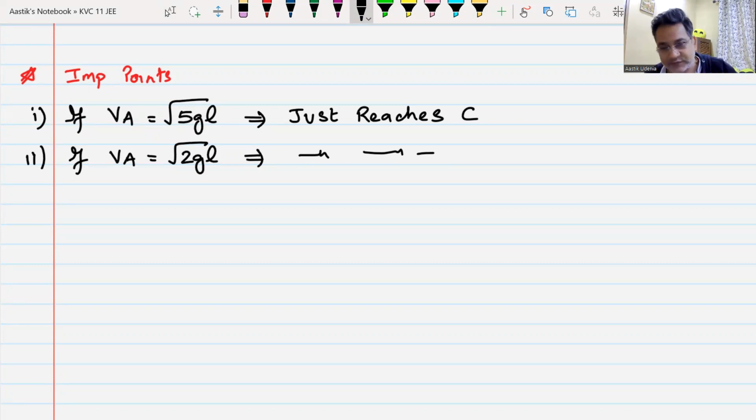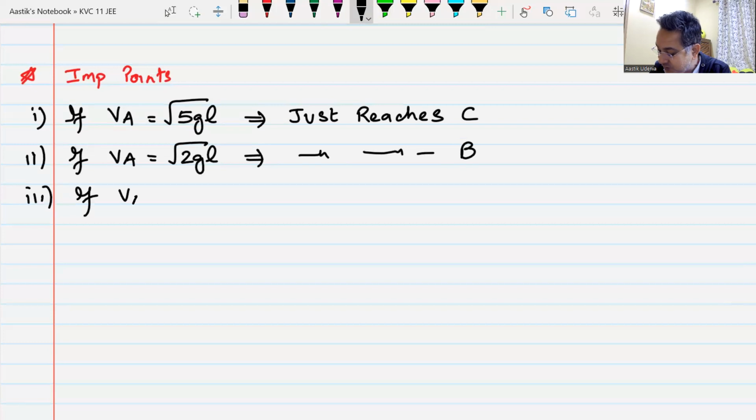See? Not even 5 minutes before, it was just 2 minutes before. If velocity at point A is root 2gl, where does it go? Tension at B. It just reaches point B. Now let us go further.